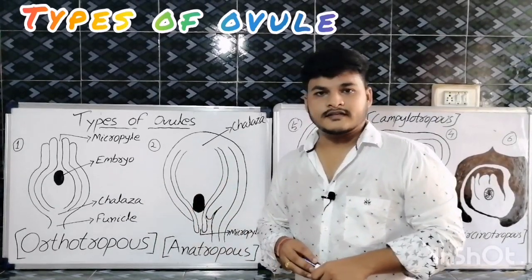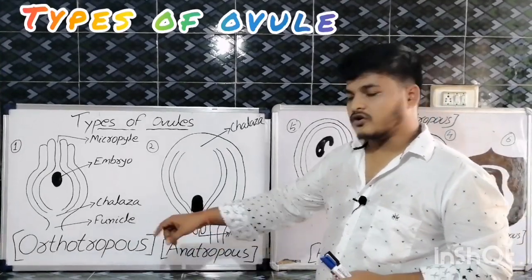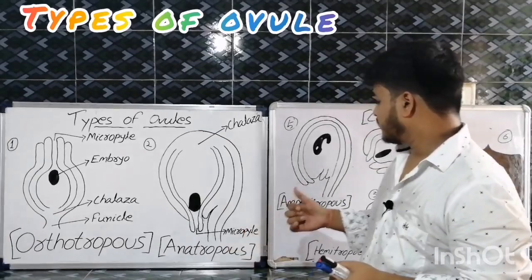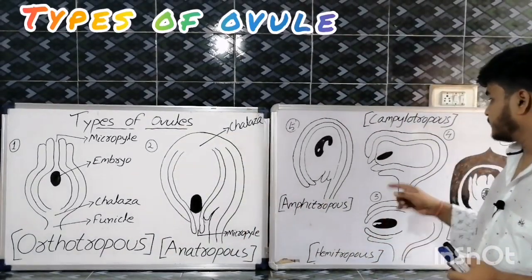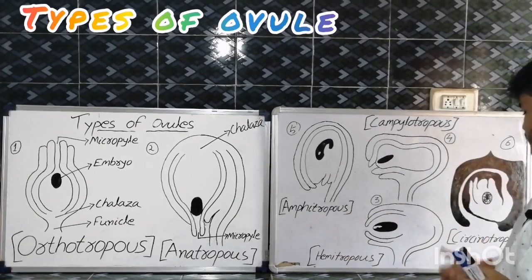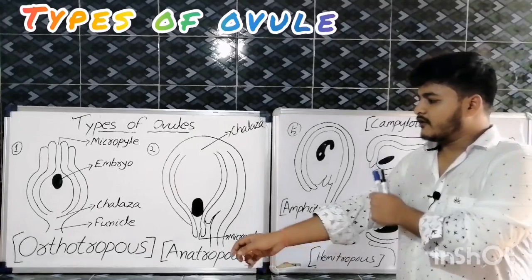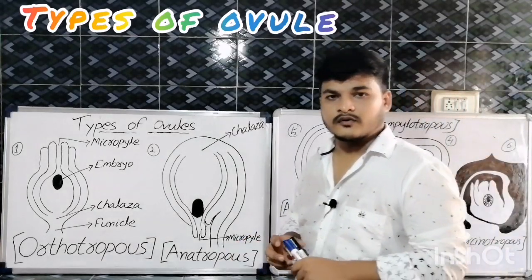The 6 types of ovules are mainly orthotropous ovule, anatropous ovule, hemitropous ovule, campylotropous ovule, amphitropous ovule, and the last one is circinotropous ovule. So firstly, have a look at the orthotropous ovule.